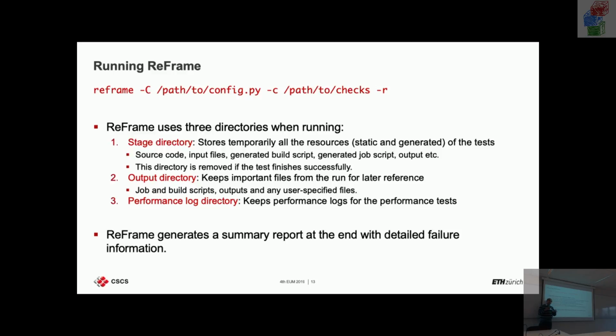So we have the separation of concerns. We have the stage directory where your test runs, the output directory where you actually save your selected files that you really want to save for your test, and we have this performance log directory. If you have chosen to write a performance test, which means you chose to have analysis of the performance, then you can also save a log of the performance. You can say, well, but why that? Well, in a production system, like we do in Piz Daint, we do production runs, which means we run ReFrame every single day.